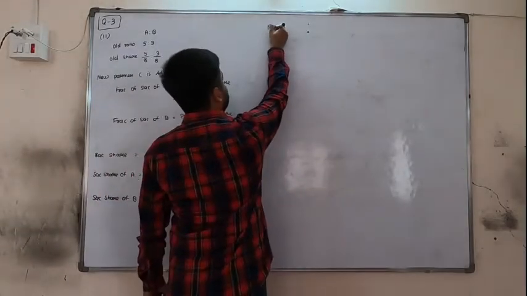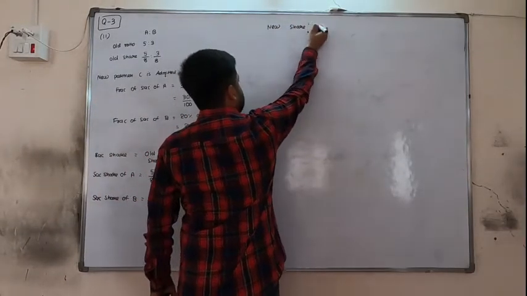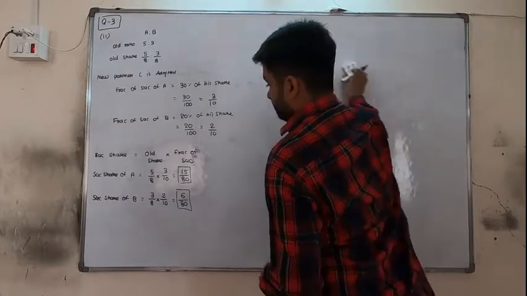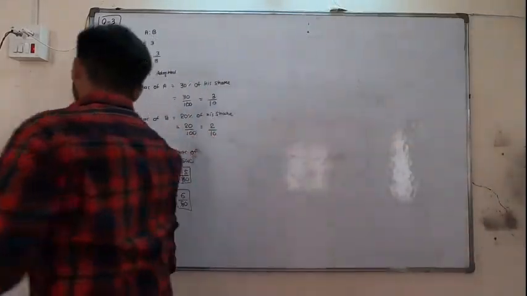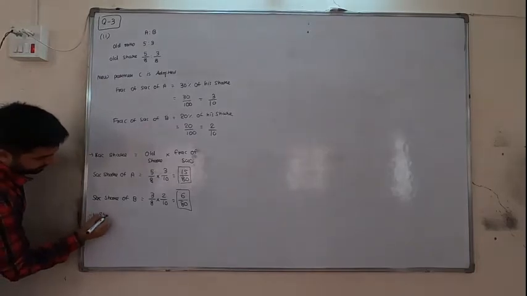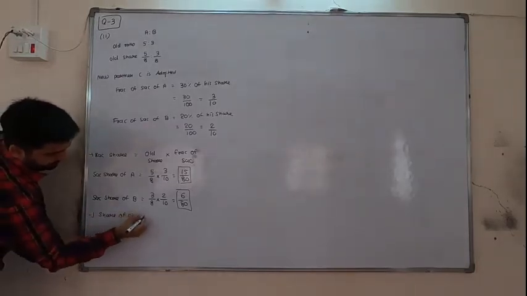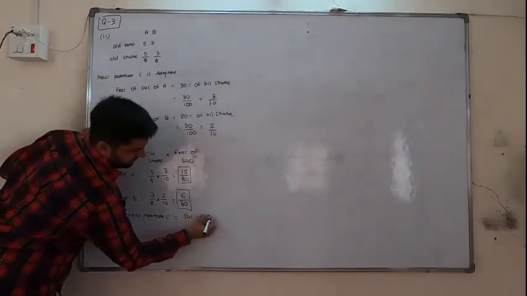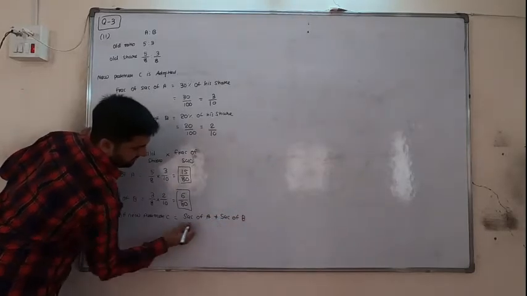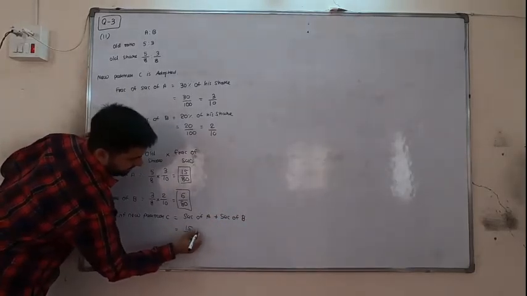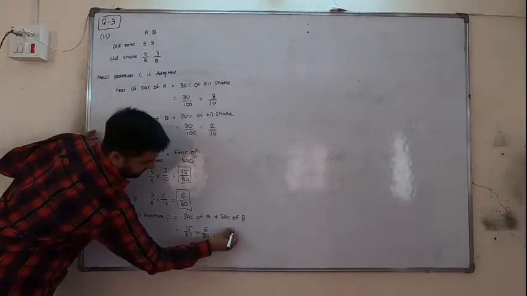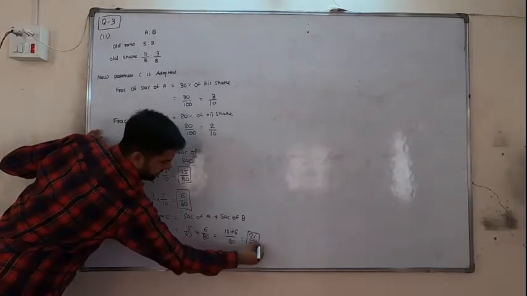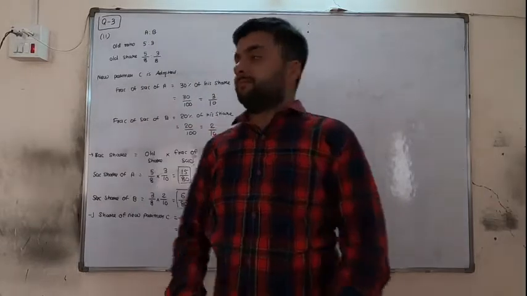After this, we will have the share of the new partner, not the new share. Here only I will calculate the share of new partner C, which is equal to sacrifice of A plus sacrifice of B. 15 by 80 plus 6 by 80, 15 plus 6 is 21, so 21 by 80. Don't do 80 into 80, okay?